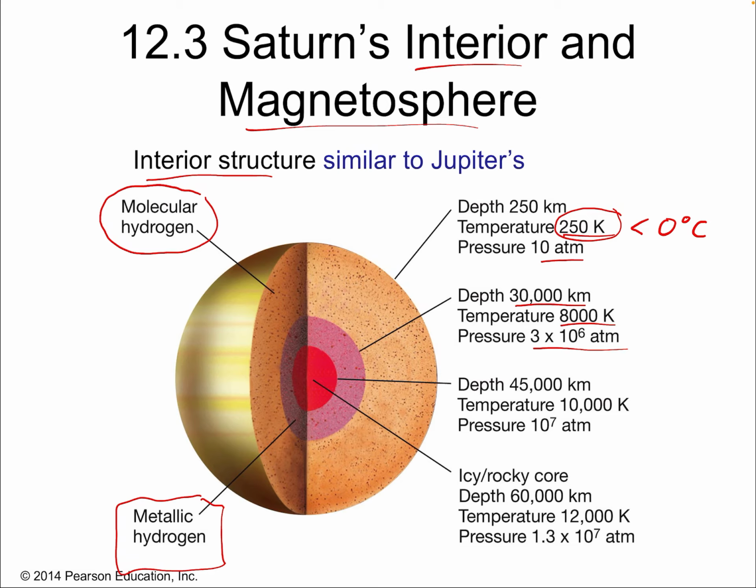As we move further down, we get to a depth of 45,000 kilometers, and the temperature reaches 10,000 Kelvin at 10 million atmospheres. All right, what's going on down there? Well, we've got the ice and rock that has sunk to the core, compressed to very, very high pressure. All right, and that's basically what's going on in the very core. Ice and rock surrounded by a sheath of metallic hydrogen.